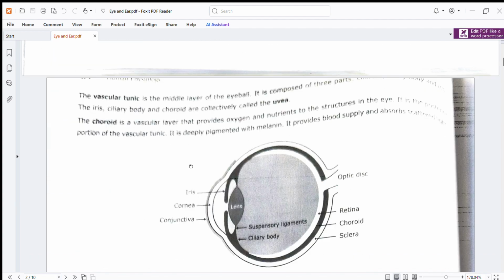The vascular tunic is the middle layer of the eyeball. It is composed of three parts: iris, ciliary body, and choroid, collectively called the uvea. The choroid is a vascular layer that provides oxygen and nutrients to the structures of the eye. It is the posterior portion of the vascular tunic and deeply pigmented with melanin. It provides blood supply and absorbs light.